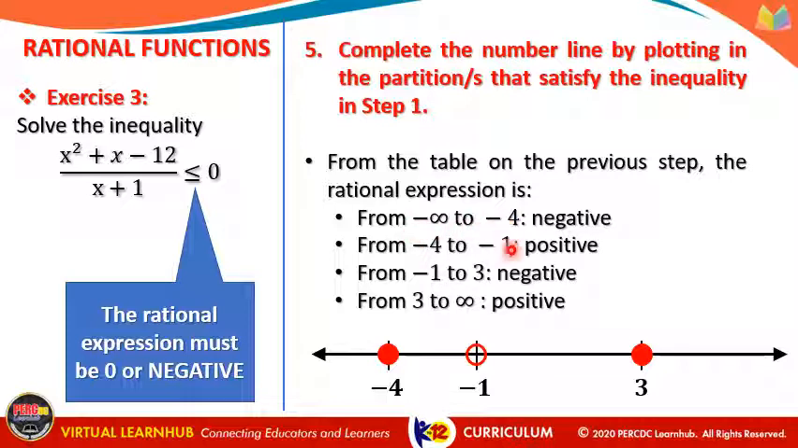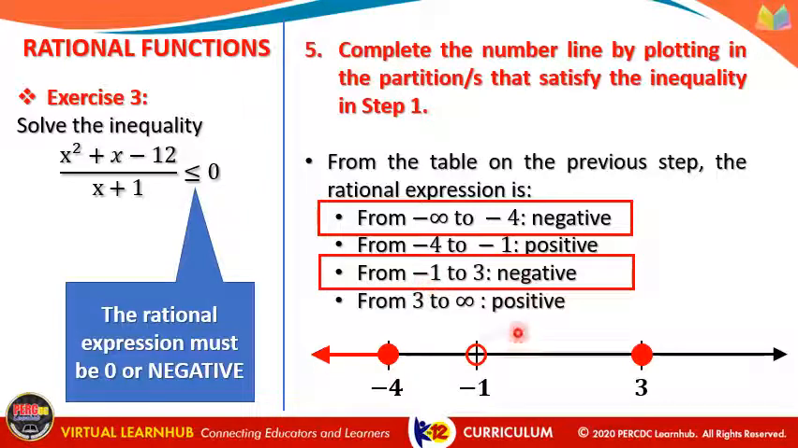So, lalagyan natin ng plot yung negative 4 pababa. Alright? So, negative 4 pababa. So, from negative 4, mag-drawing tayo ng line to the left. Again, maglagay lang ng arrowhead. Ano pa ba yung mga nagbigay ng negative? Yung from negative 1 to positive 3.